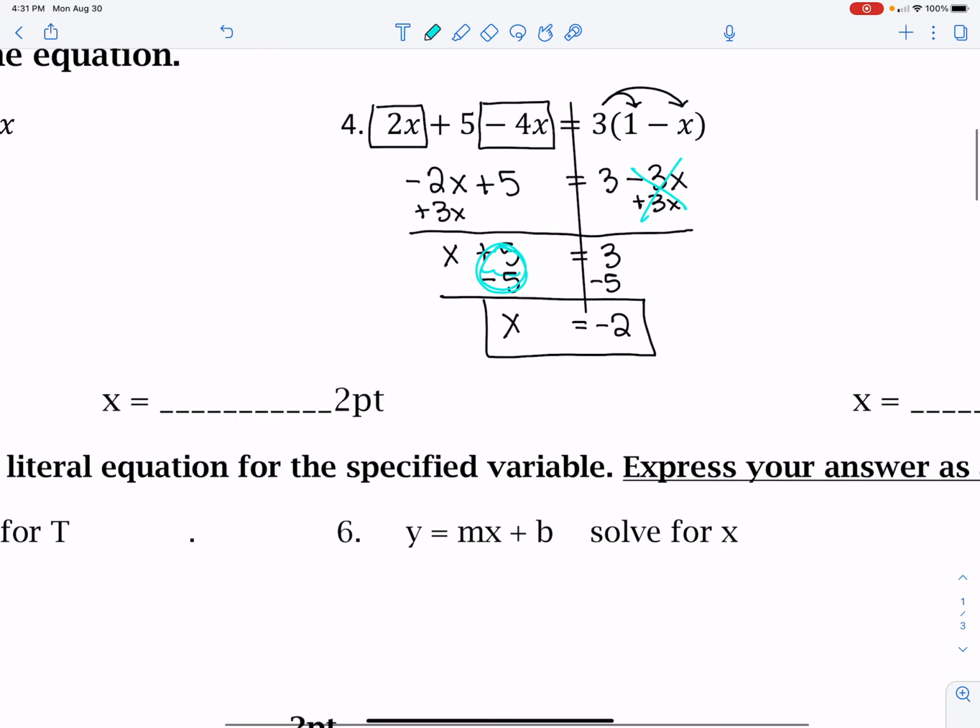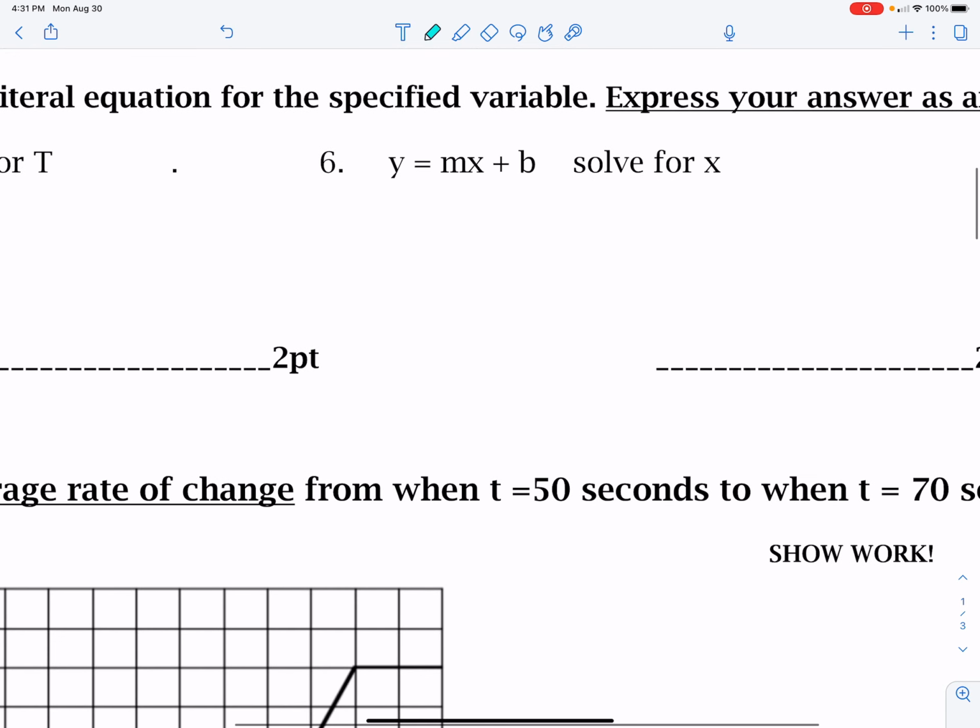All right, number 6 is y equals mx plus b, and they want us to solve for x. So let's draw our line to show that it's an equal. If I'm trying to get x by itself, x is currently part of that term, so I want to get rid of this guy, because it has nothing to do with that term. I want to undo addition and subtraction first. So instead of adding b to the right side, we are going to subtract b from the left side. Okay.